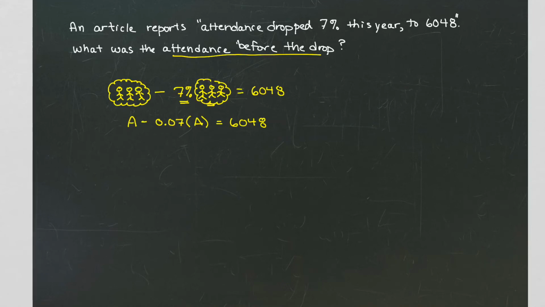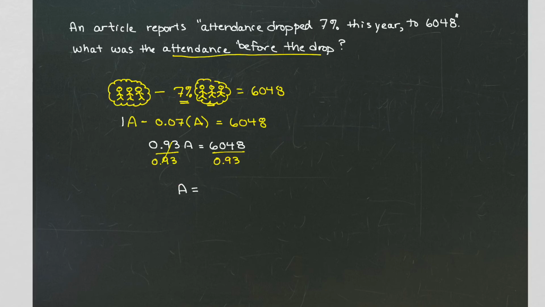So what do we do? We start by taking 1A, if you like, minus 0.07A, and that gives us 0.93A, correct? So 1 minus 0.07 is going to give us 0.93A equals 6,048. And my last step then, how do I solve this with some algebra? I'm going to divide both sides of my equation by 0.93. And that's going to tell me what A is, or our original attendance, if you like.